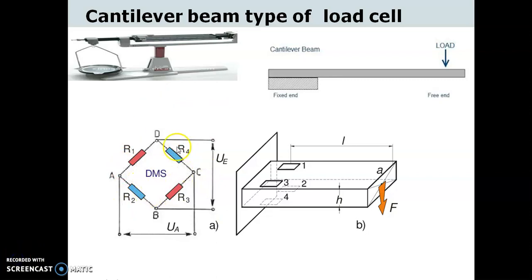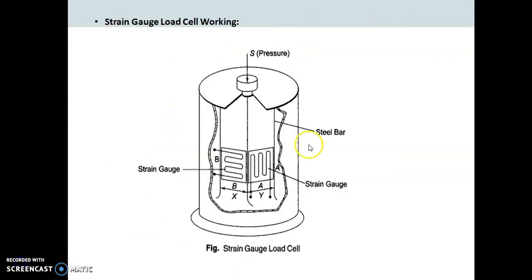This is a Wheatstone bridge circuit arrangement in which these two strain gauges are placed at the top, and these two strain gauges are connected at the bottom of the cantilever beam. This is a column type of strain gauge load cell.